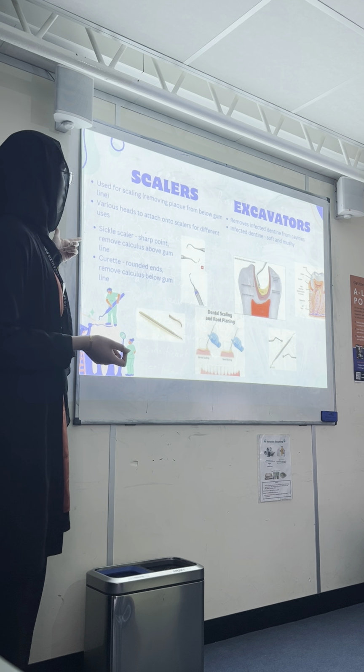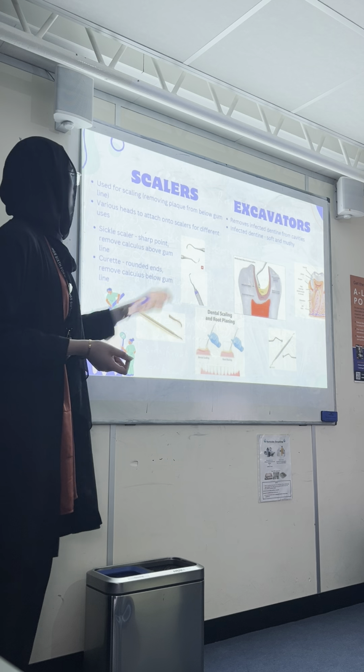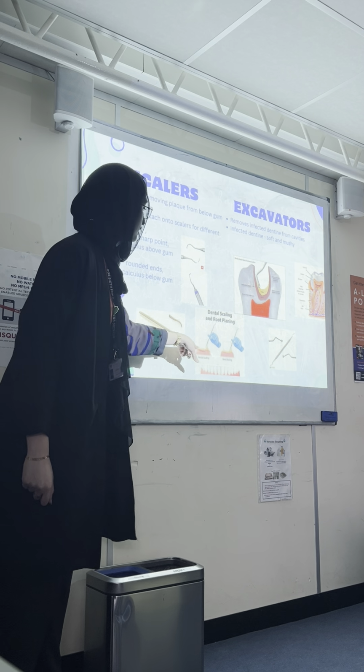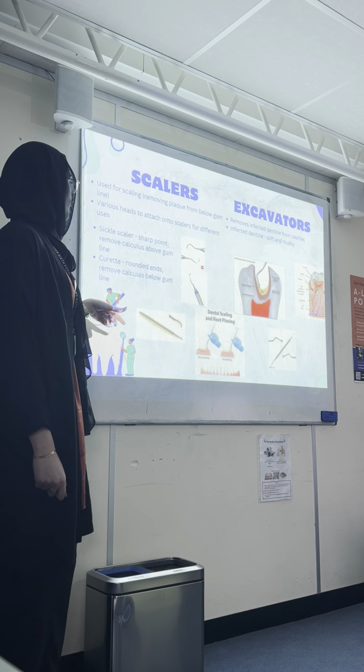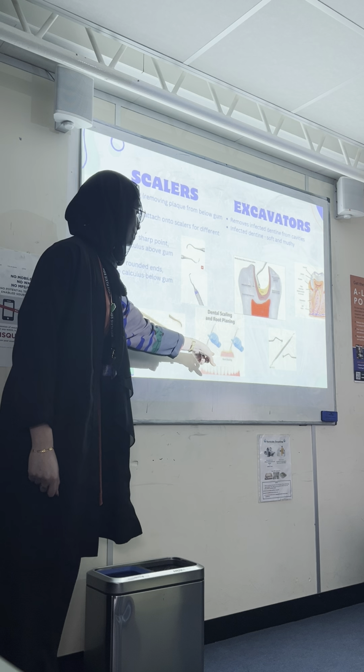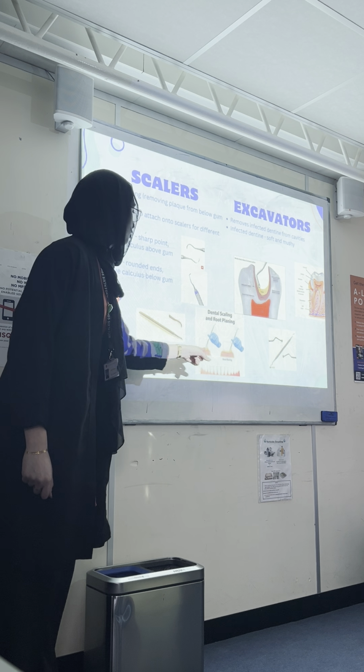So for example, there's a sickle scaler, which is this one. It has a sharp point and it removes calculus above the gum line, so more in this picture over here. And then there's a curette, which has a rounded end and it removes calculus below the gum line, so the dentist would go below around here and remove it from there.